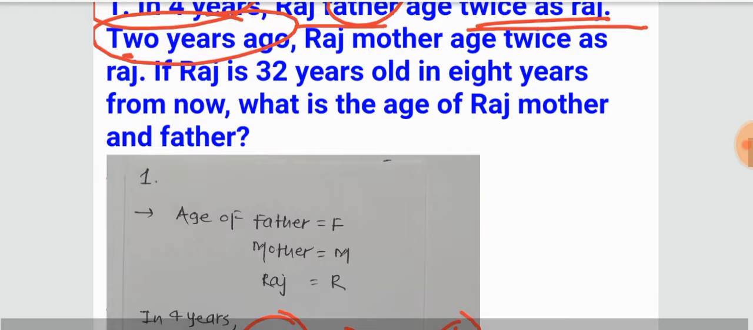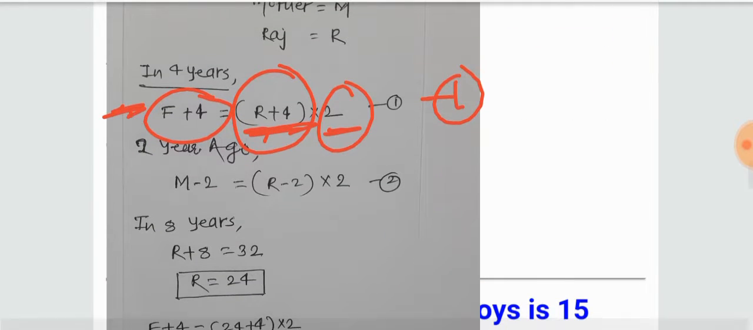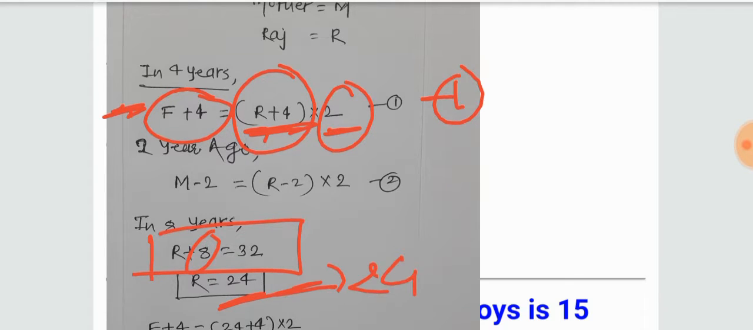And the third situation is, Raj is 32 years old in 8 years. After 8 years, Raj is 32 years old. Means the equation should be r plus 8 is equal to 32. Hence, we get the age of Raj is 24, and that is the current situation. Today's age is 24. Now, put this value of r in equation 1 and equation 2 to get the age of father and mother respectively.